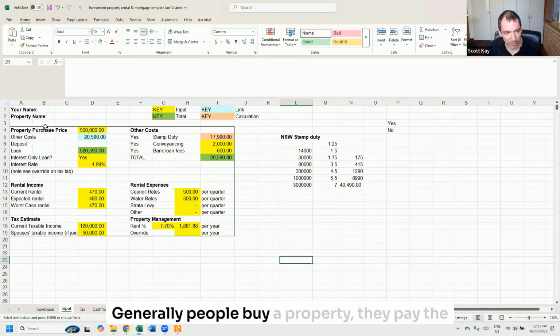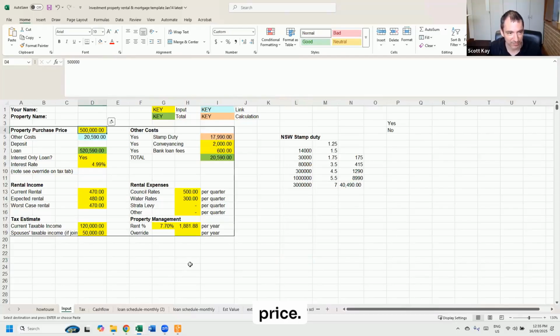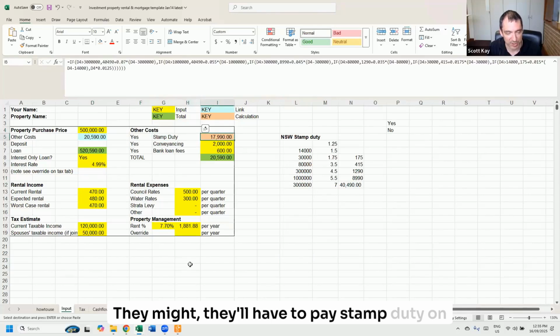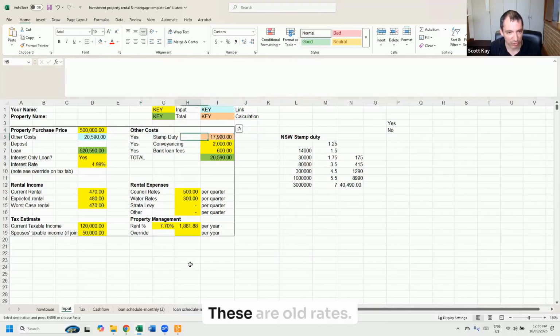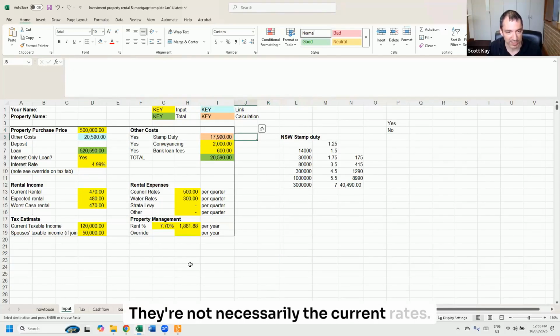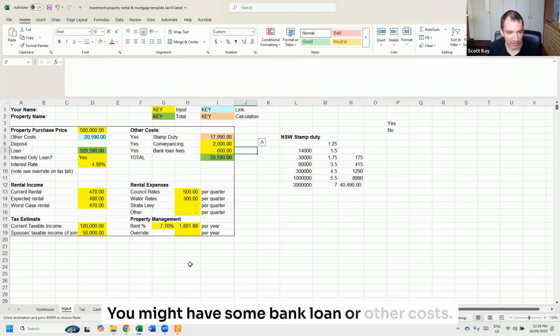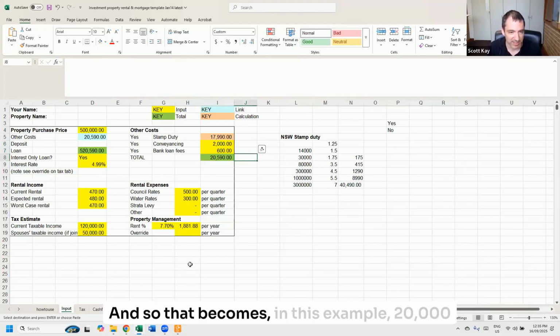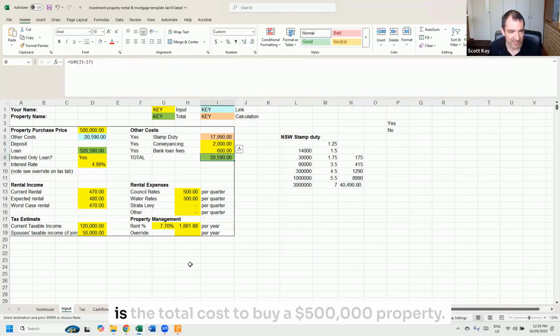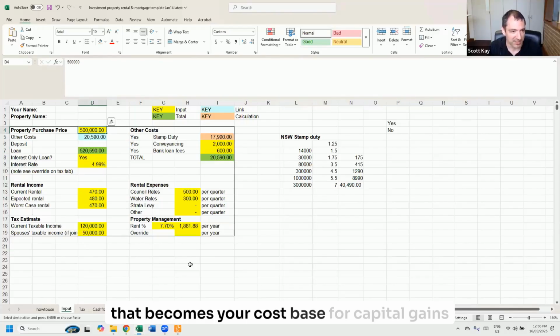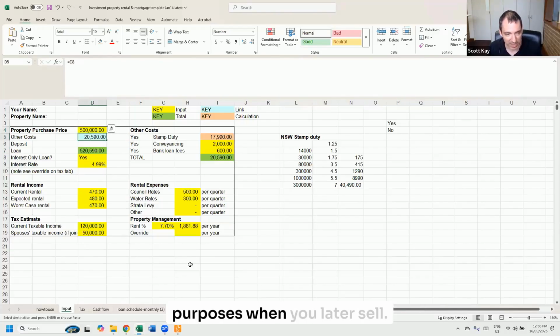Generally, people buy a property, they pay the price, let's say that's $500,000. They'll have to pay stamp duty on the purchase of the property. These are old rates. They're not necessarily the current rates. Let's say you pay about $2,000 for conveyancing or legal fees. You might have some bank loan or other costs. And so that becomes, in this example, $520,000, the total cost to buy a $500,000 property. And then that becomes your cost base for capital gains purposes when you later sell.